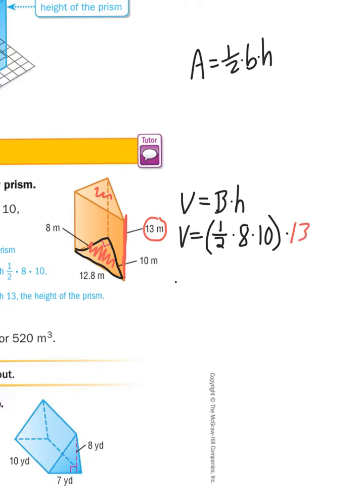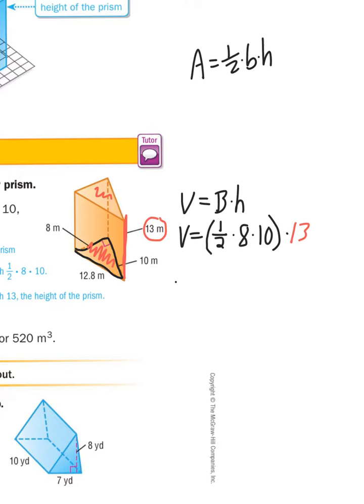Holy cow, that seems complicated. But remember, it's not. Big B is half times the base times the height of the triangle. You're just focusing on that area. Height, H, is how high the prism is. Now, you can, if you want, just type all of this in your calculator, including the parentheses, and you'll get your answer. Or you can just do a little bit of mental math, which is what I'm going to do.